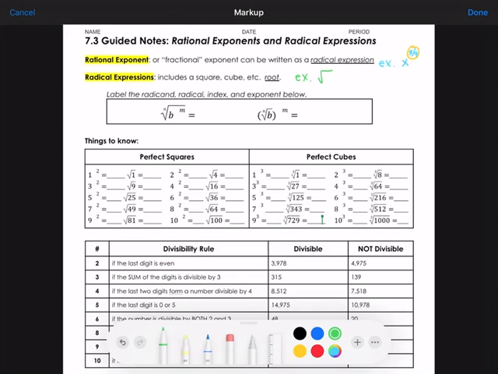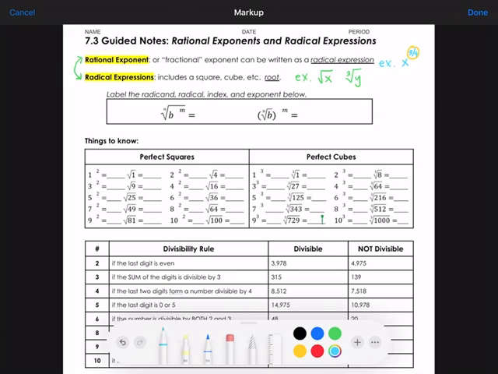And so these are things that look like this. If I have the square root of x, this is a radical expression. You could also have the cube root of something. So these are both radical expressions. And rational exponents and radical expressions are essentially the same thing, and we can go back and forth between these two ways of writing or expressing things. That's what we're going to learn how to do right now.